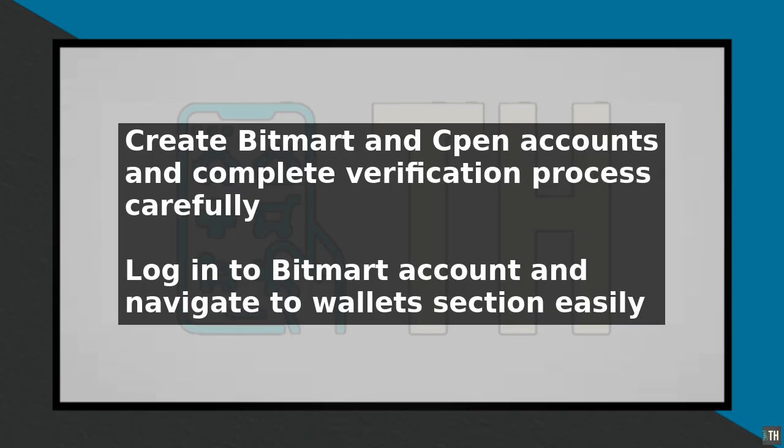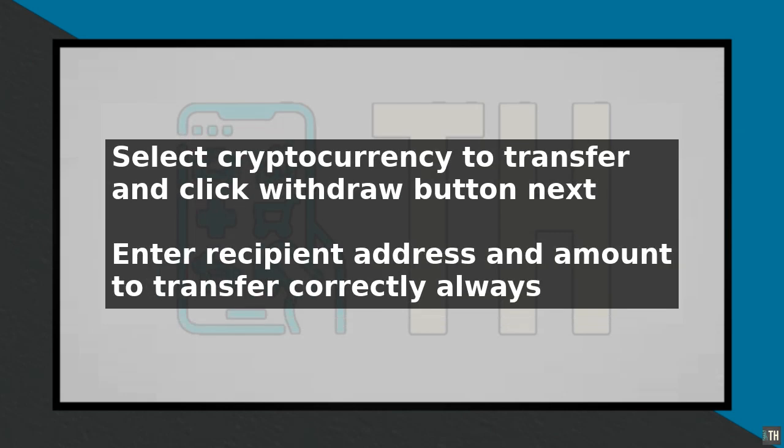Next, log into your Bitmart account and navigate to the Wallets section. Here you will see a list of all the cryptocurrencies available on the platform. Select the cryptocurrency you want to transfer, for example, Bitcoin or Ethereum. Click on the Withdraw button next to the selected cryptocurrency.